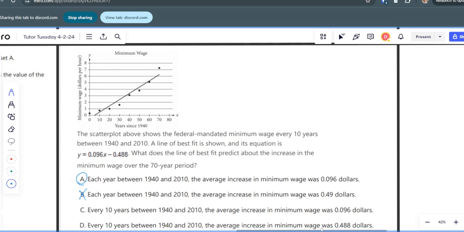Every 10 years, the average increase was $0.096. X is in years. X is not in units of 10 years. And then D again uses the wrong number. So, I mean, A is the only one that makes sense.